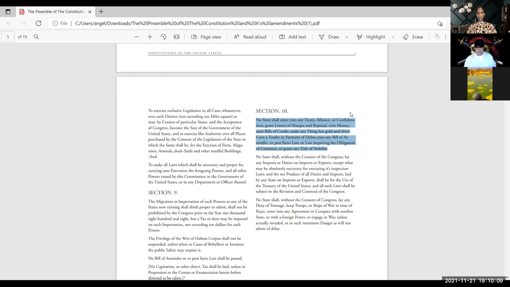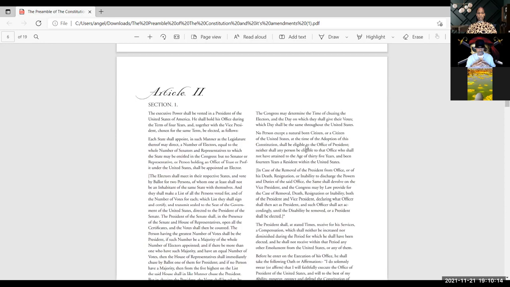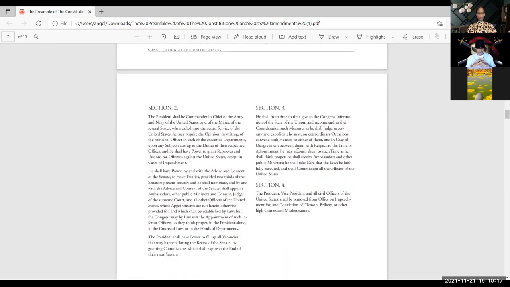All right. So we'll go to the next one. Article 2, Section 2. Okay, so Article 2, Section 2, the president shall be commander-in-chief of the Army and Navy of the United States and of the militia of the several states when called into service. Just read that first part right there. What's your thought on that? That the president shall be commander-in-chief of the Army and Navy of the United States and of the militia of the several states.